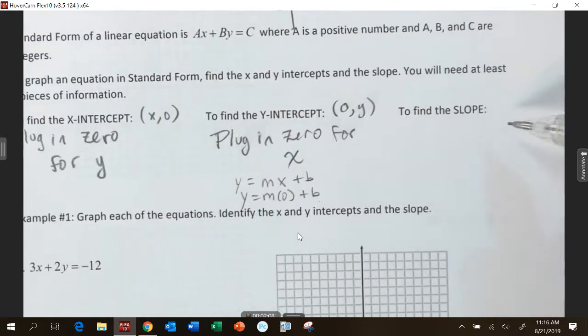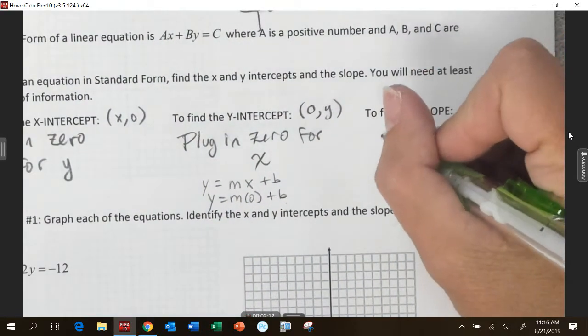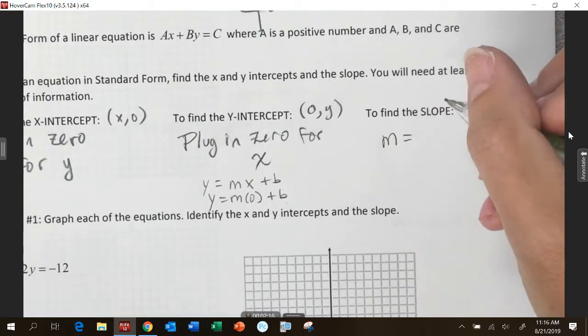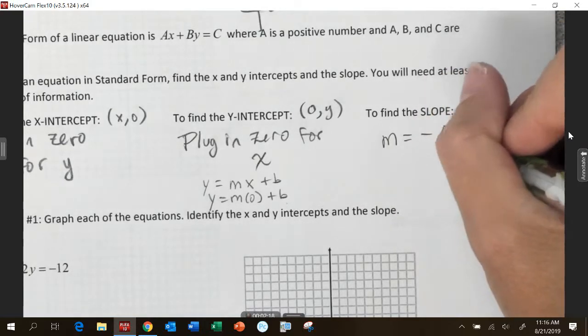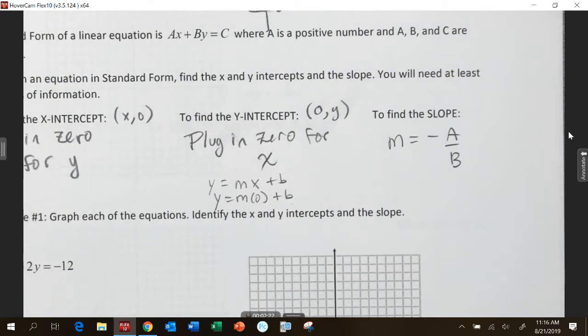Alright, to find the slope, this I taught you yesterday. I hope you used it and remember a little bit. To find the slope when it is in standard form, what do we do? Negative a over b. If you don't remember that, we're going to keep writing it over and over again so you can remember it.